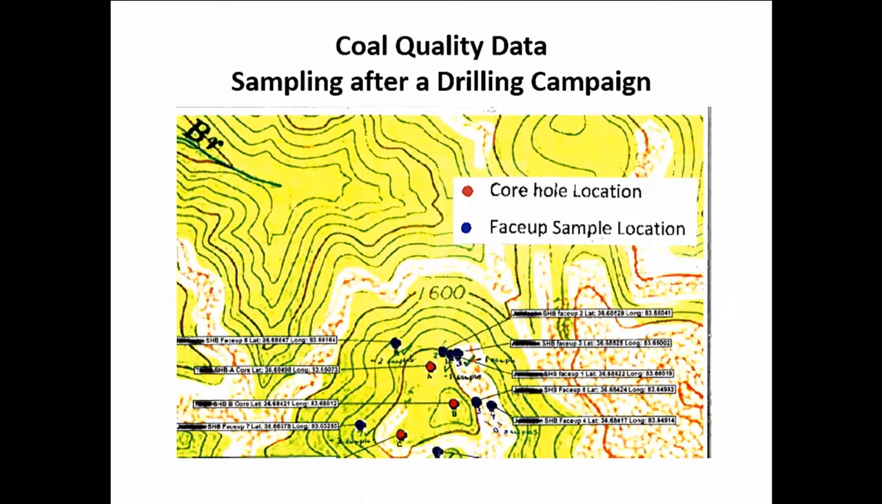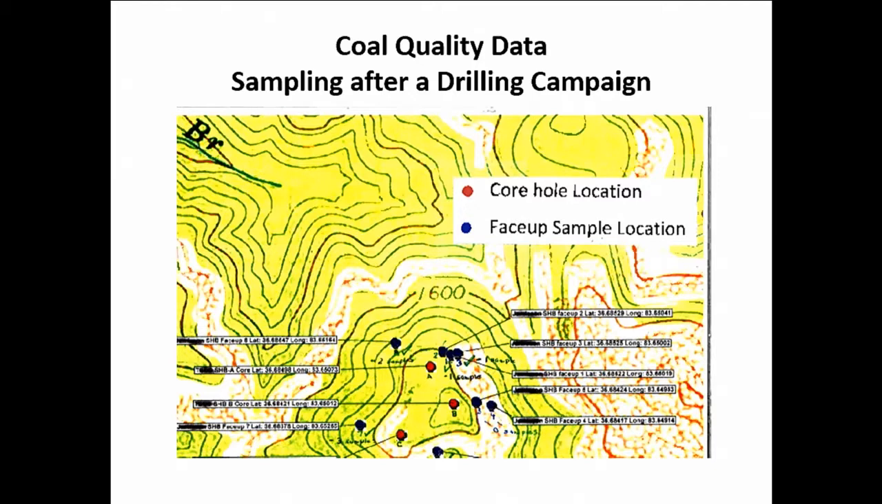Here's an example of a topo map. The red dots at the bottom of it were drilled on top of a small ridge or pinnacle. This is Bell County, Kentucky. Ridgetop mining. After a while, they decided, gee, we didn't get any coal quality measurements, so they went in later on, subsequently, and the blue dots represent bench trench samples that were taken after the drilling occurred.